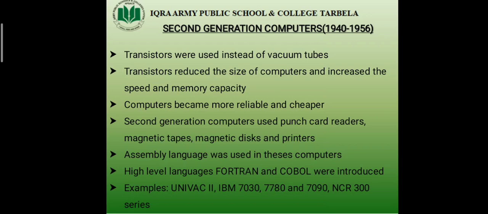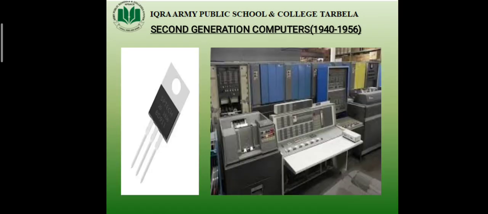And the language used in the second generation computer was assembly language, and the other languages that were introduced in this generation were high level languages, Fortran, COBOL, etc. Examples of second generation computers are UNIVAC 2, IBM 7030, 7780 and 7090, and CR300 series. You can see the picture of transistor and second generation of computer on your screen.